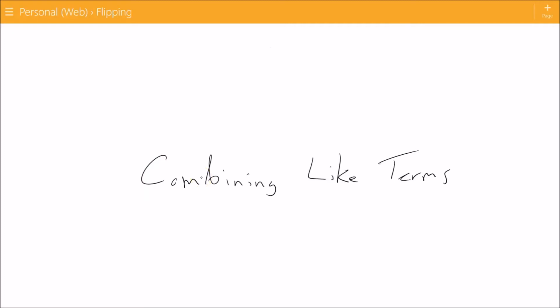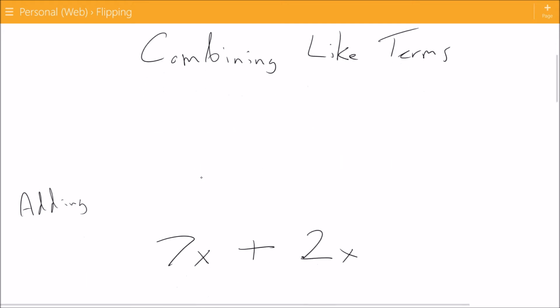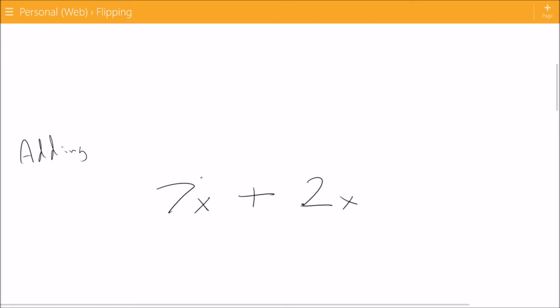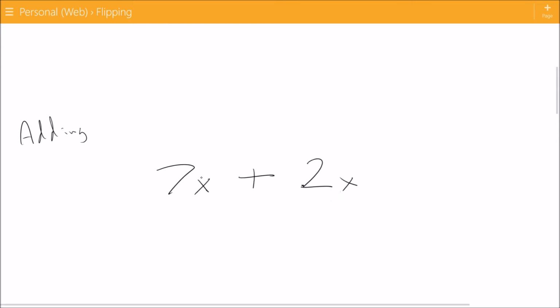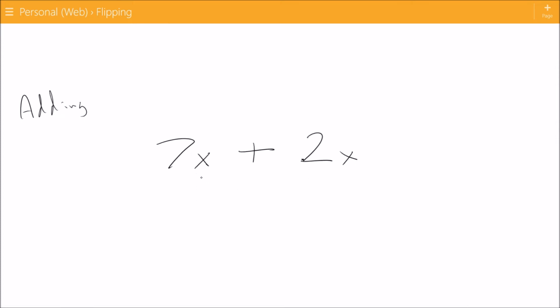Hello, today we are looking at combining like terms. We're going to see this quite a bit in algebra, so you really need to make sure that you know what you are doing when you are encountering a situation like this. So for example, let's take a look at adding. You'll see something like this quite often.